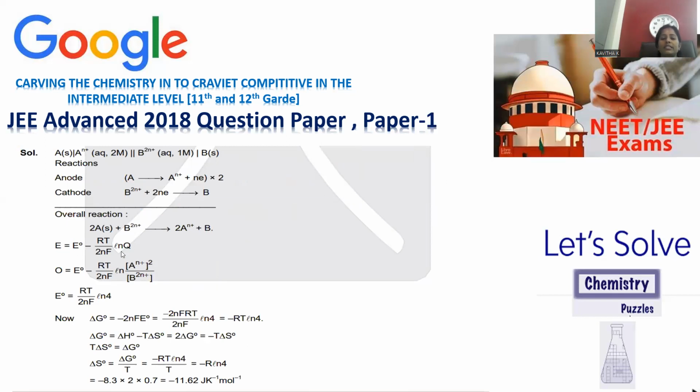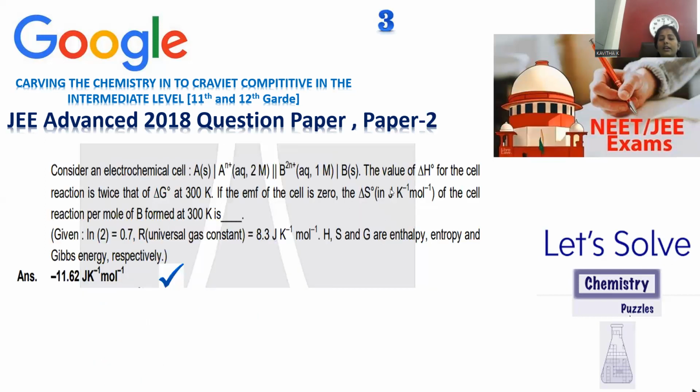First of all, we have to apply the Nernst equation. After getting the Nernst equation, we can achieve a standard electrode potential value. Later on, we have to go for the Gibbs free energy formula and substitute the value of E naught, and we will get a delta G value. After getting delta G, again applying delta G is equal to delta H minus T delta S, we will get all the numerical values. So finally the answer will be the change in the standard entropy value of the cell, that is calculated as minus 11.62. For question number 3, minus 11.62 joules Kelvin inverse mole inverse is the correct answer.